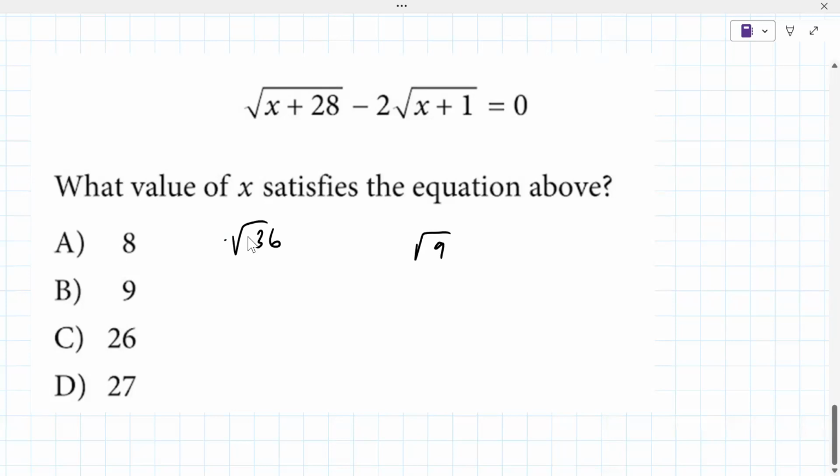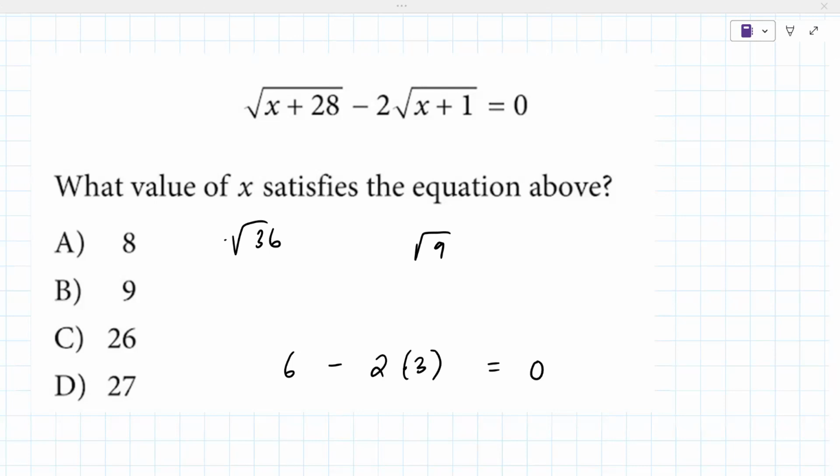So what is the square root of 36? 6. 6 minus 2 times the square root of 9, which is 3. Give me the answer. So does this work? Is this true? Mhm. It is. Okay. All right. Well, let me see if there are any other questions on this.